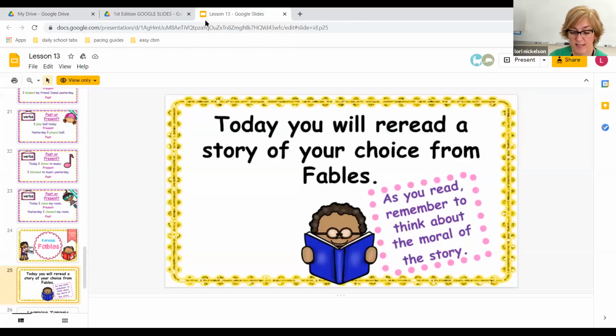All right. So remember, the grass isn't always greener on the other side, is it? He wanted to be like that dog, but then he realized, oh, he's chained up. I didn't want to do that.